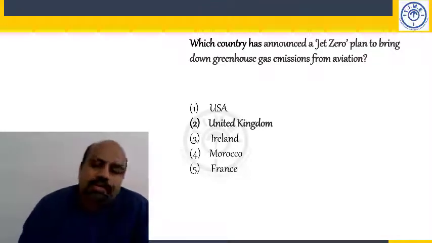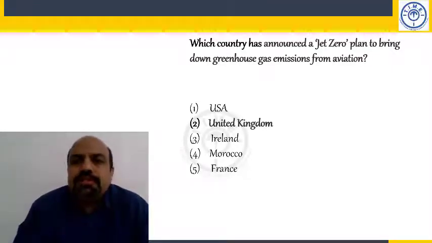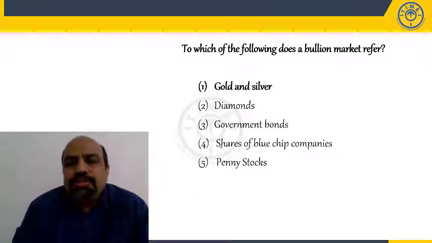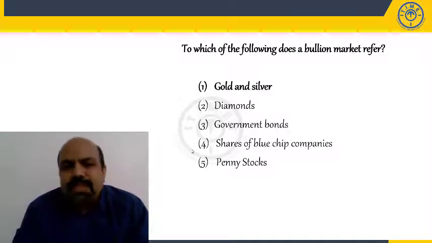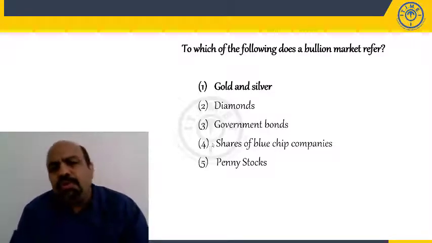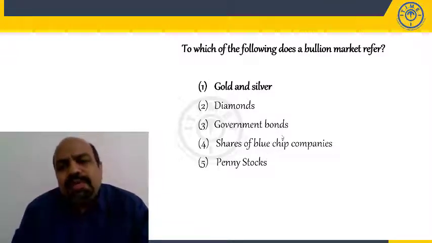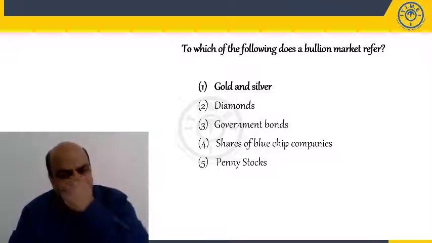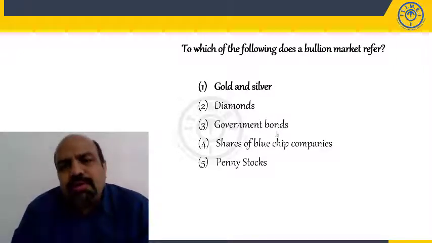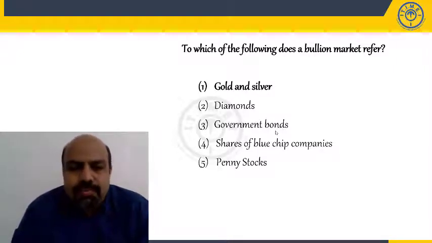France, you know this guy, huh? Let's not discuss this. France, it's not working. To which of the following does a bullion market refer? Gold and silver. Some of these questions are very easy. Gold and silver. Diamonds, there is no specific market. Government bonds market is called government securities market or GSEC markets.